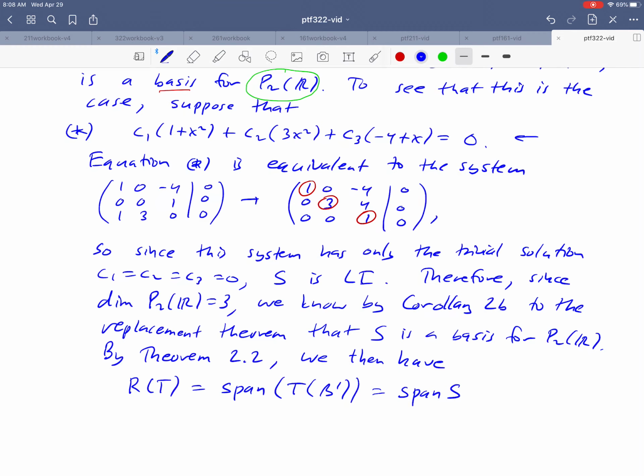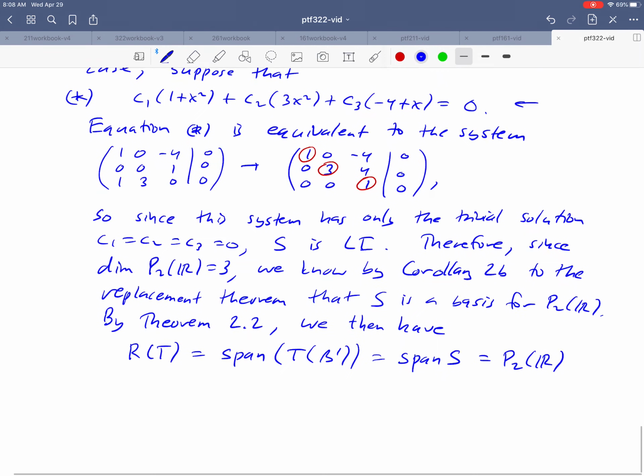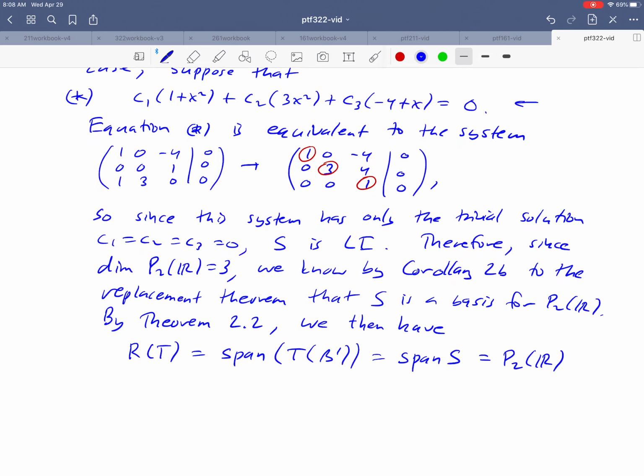And what did we just show about the set S? We showed that it's a basis for P2 of R, so its span has to be P2 of R. So we've just demonstrated that the range of T is all of P2 of R. By definition, that's what it means for T to be onto.